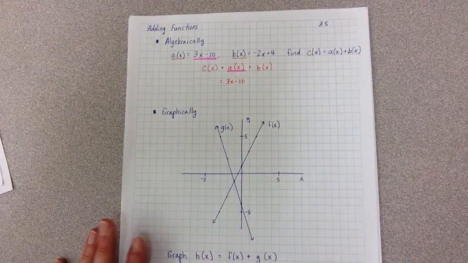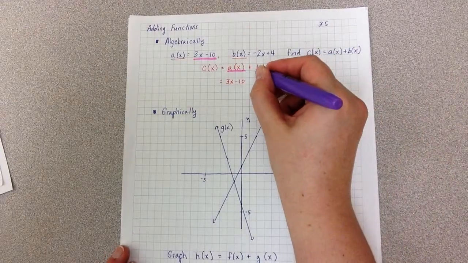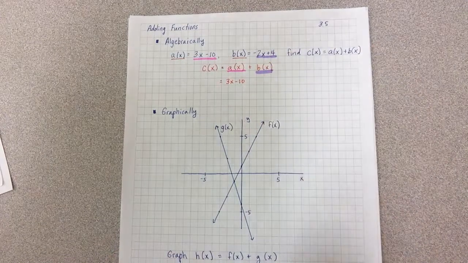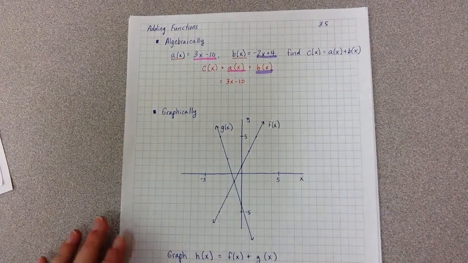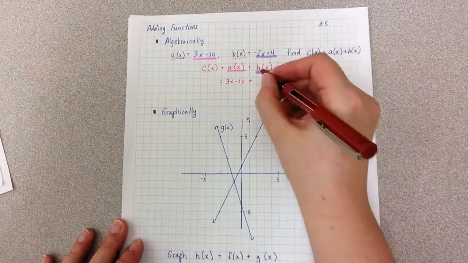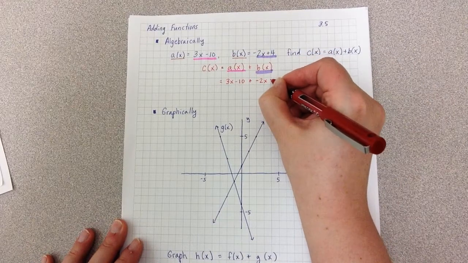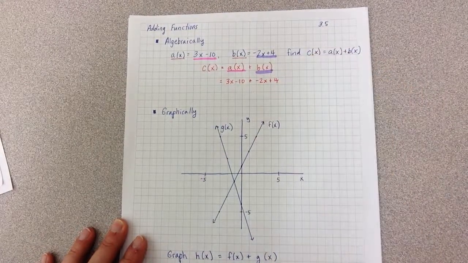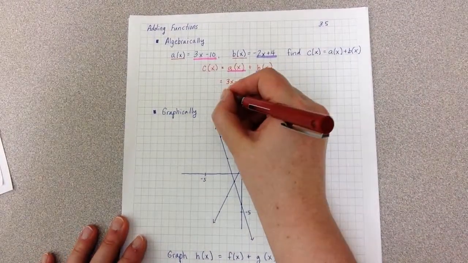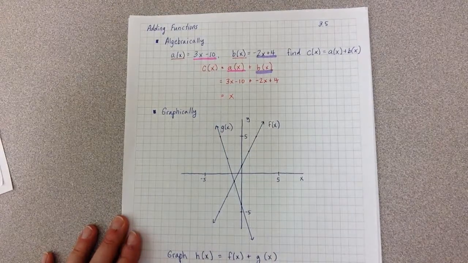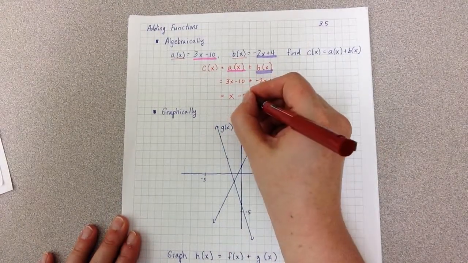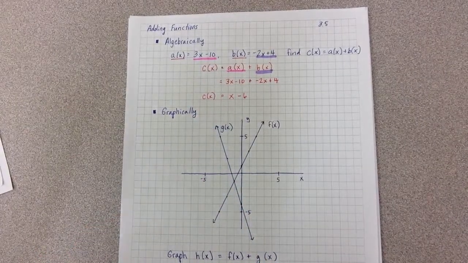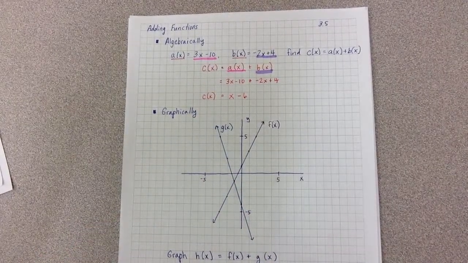And I'm going to do that same exact thing for b of x. Here's b of x, and then they tell me that b of x is negative 2x plus 4. So then I replace b of x with negative 2x plus 4. And now I simplify this expression so that my x's are combined and my constants are combined. And I have completed the task of adding these functions algebraically.